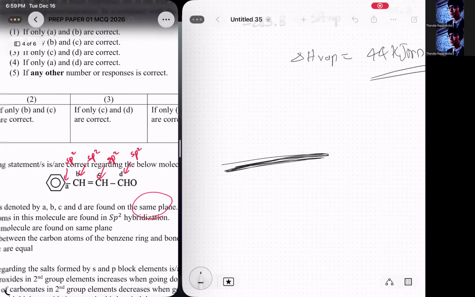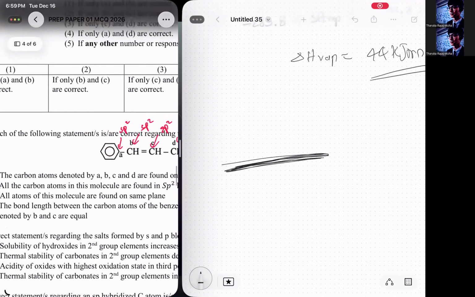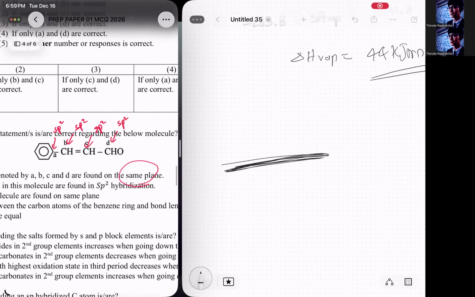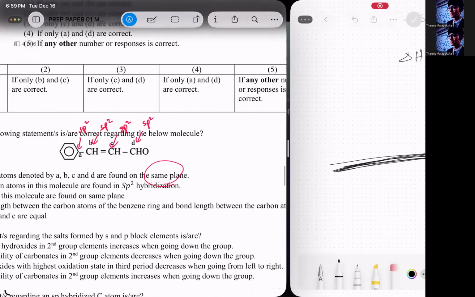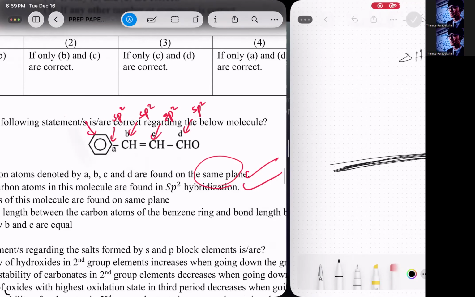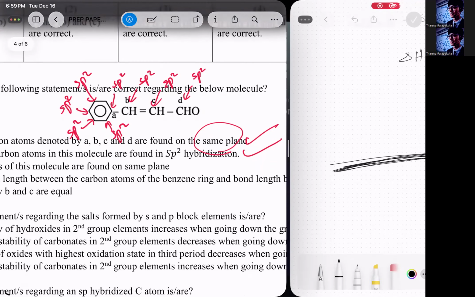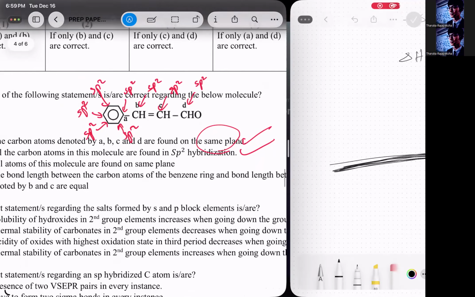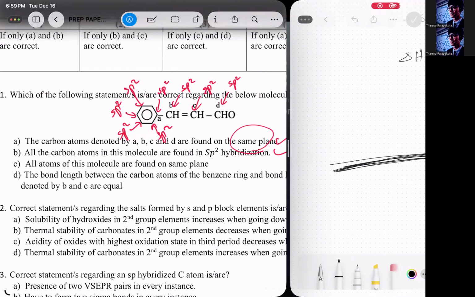So therefore you can tell all the carbon atoms in the molecule are sp2 hybridized, and also they lie on the same plane. That's correct. Now this benzene contains carbons here, and they are also sp2 hybridized. Okay, all the carbon atoms are sp2 hybridized. No need to worry. All atoms of the molecule are found on the same plane. That's also correct, people. Everything is trigonal planar here. Every atom is trigonal planar, so all lie on the same plane. That's correct. So it's answer number 5.